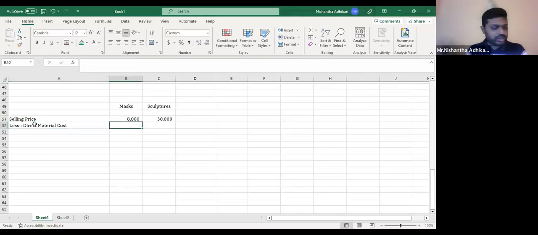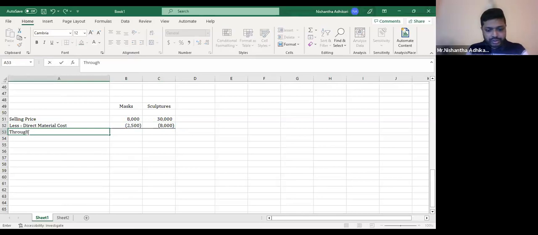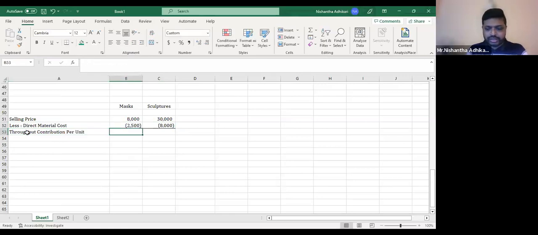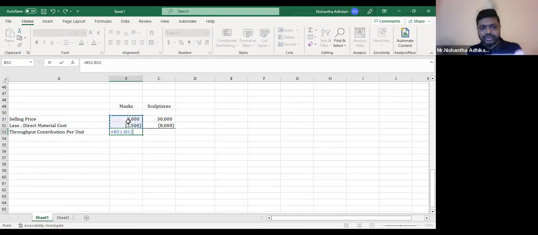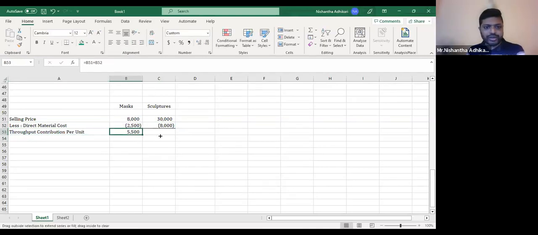Direct material cost is given, 2,500 and 8,000, right? Then you can calculate what? Throughput contribution per unit, right? 8,000 minus 2,500 is 5,500, and for sculptures this should be 22,000, right?